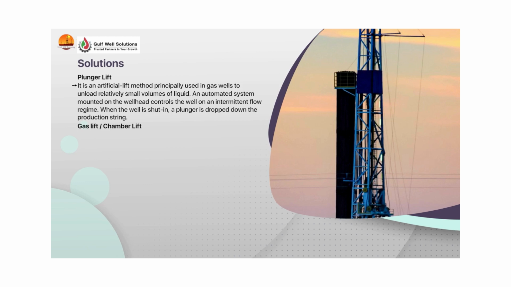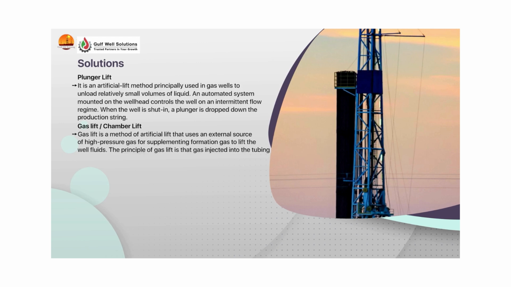Gas lift or chamber lift. Gas lift is a method of artificial lift that uses an external source of high-pressure gas for supplementing formation gas to lift the well fluids. The principle of gas lift is that gas injected into the tubing reduces the density of the fluids in the tubing, and the bubbles have a scrubbing action on the liquids.